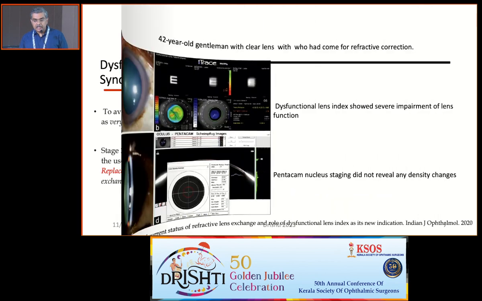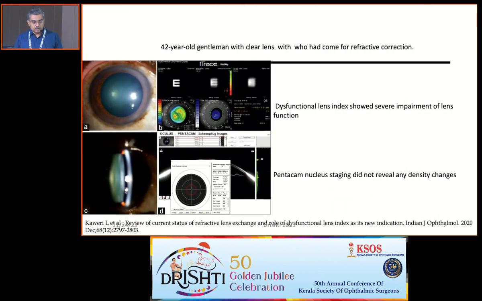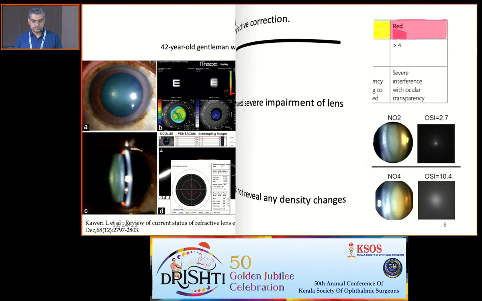Just an example which I am quoting from an article, a 42-year-old gentleman with a clear lens who came with a similar complaint of not a happy vision. Looking at his eye, they found that everything is normal, the lens is clear, even the pentacam nucleus staging is showing no opacities, but the lens index is showing very severe value, the value that is in the very severe range, that is 2.56, which probably explains his dissatisfaction with the vision.